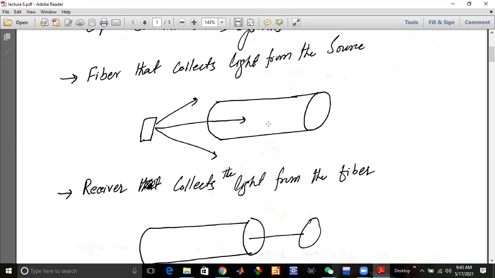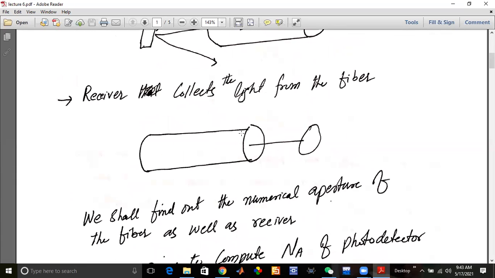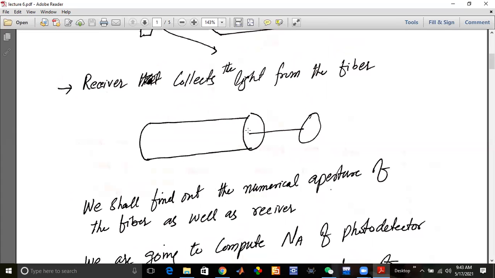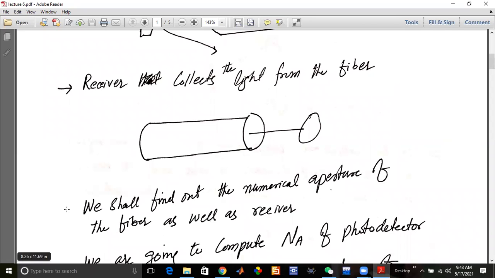At the end of the transmission, this is the transmitter and this is the channel. Now we want to collect the light from the channel, meaning the optical fiber, to the receiver. So the receiver collects the light from the fiber. But you know that this is a collimated beam of light, and we will focus it on a single point. So how will we do this? We shall find out the numerical aperture of the fiber as well as the receiver.